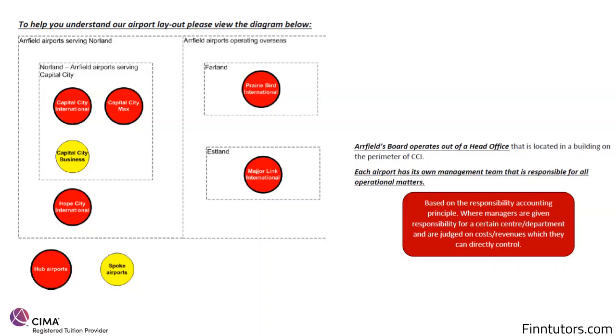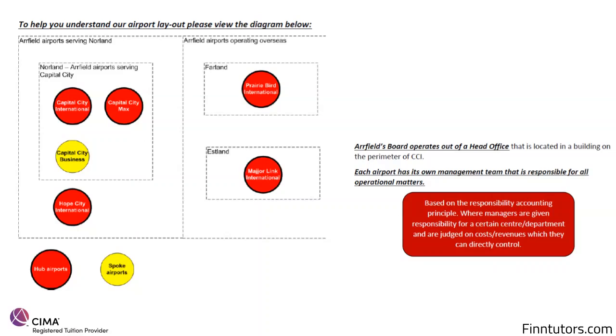Now, Airfield's board operates out of a head office that is located in a building on the perimeter of CCI. Each airport has its own management team that is responsible for all operational matters. So each and every airport has its own operational team. Capital City has its own team, Max has its own team, Prairie Bird its own team, Major Link its own team. So what we learn out of this is our management is okay to give out responsibilities.